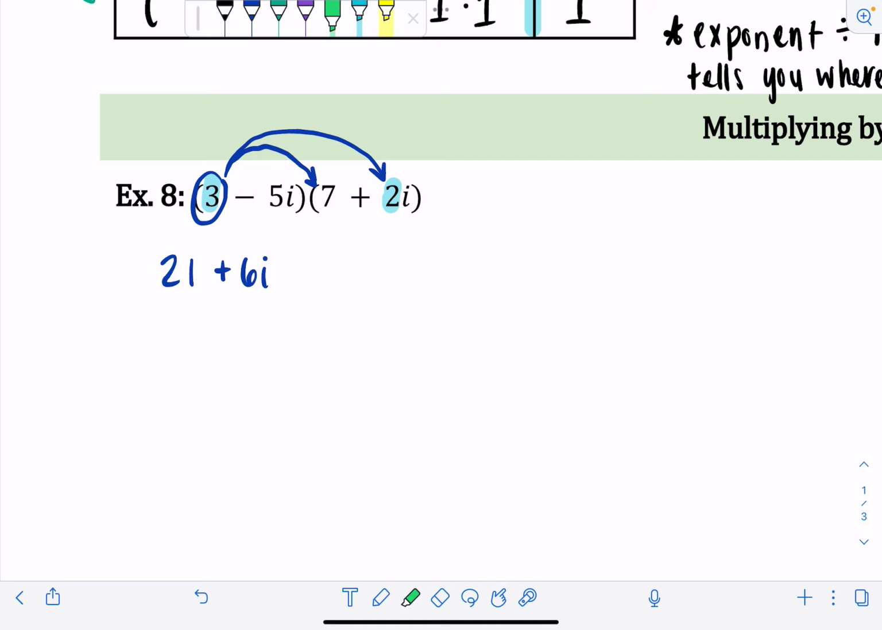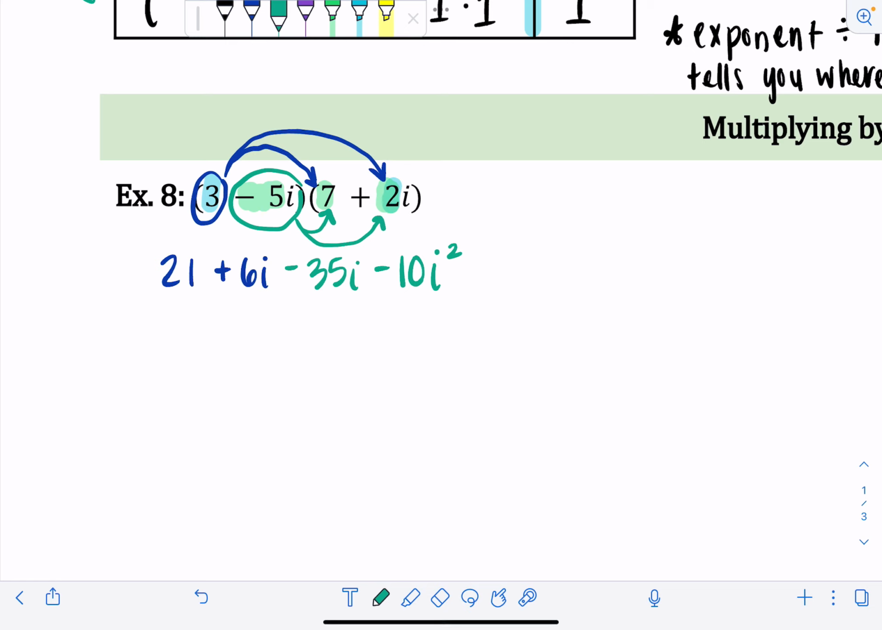And then now I'm going to take this negative 5i and distribute it to both terms in the second parentheses. So negative 5i times 7 is negative 35i, and then negative 5i times 2i, I would multiply the negative 5 times the 2, so negative 5 times 2 is negative 10, and then I would also have to multiply the i times i, which would become i squared.